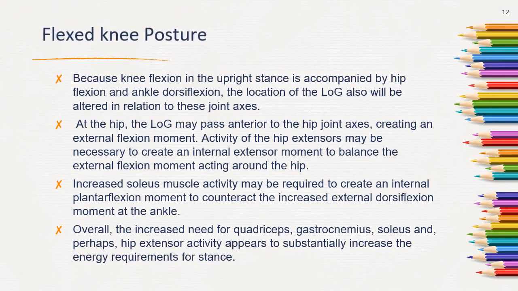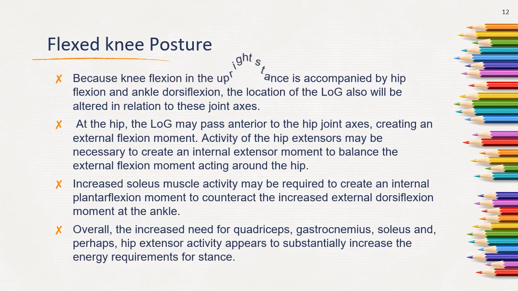This flexed knee posture also affects the other joints, that is the proximal as well as the distal joint, the hip as well as the ankle joint. Let us see how this flexed knee posture affects them. Because knee flexion in an upright stance is accompanied by hip flexion and ankle dorsiflexion, the location of the line of gravity will also be altered in relation to these joint axes.